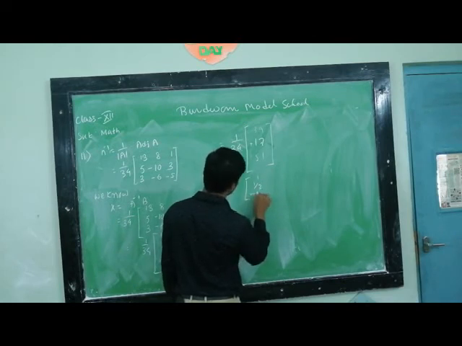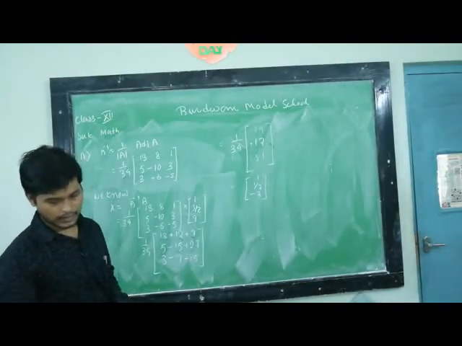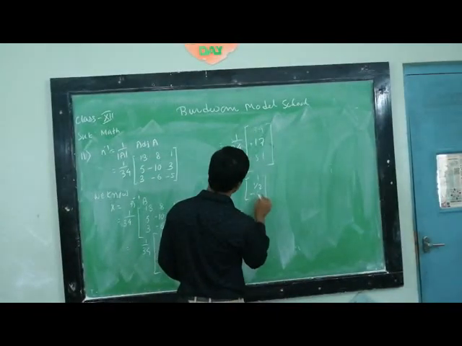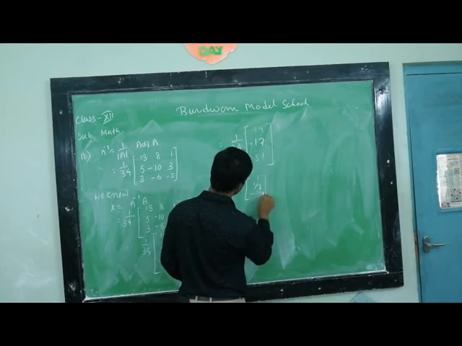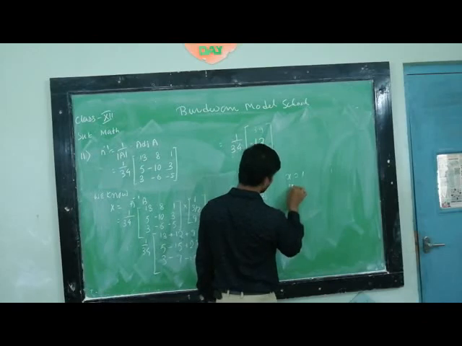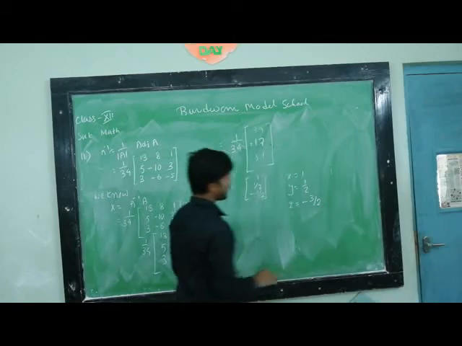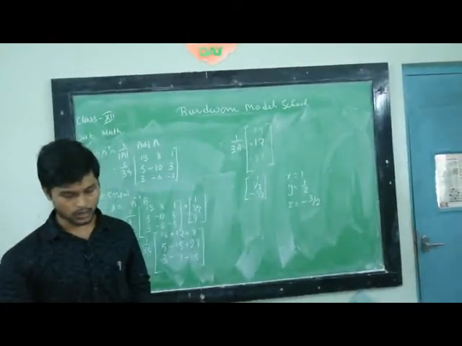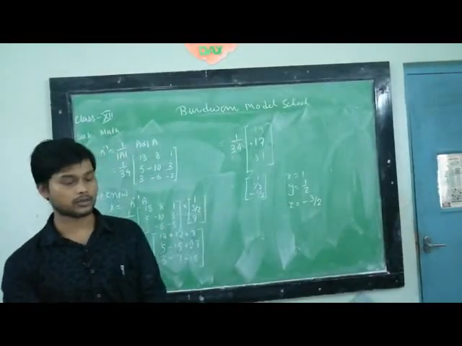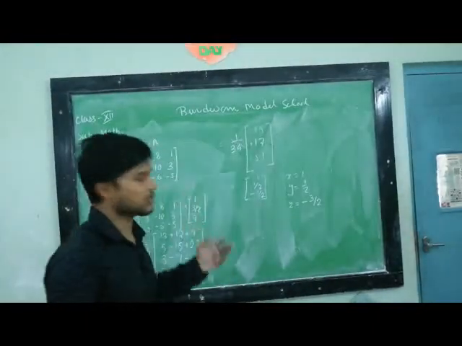Okay, so that is equal to 1, half, minus 3. Therefore, the value of x is equal to 1, the value of y is equal to half, and the value of z is equal to minus 3 by 2. And this is the solution of the given equations: 1, 1/2 and -3/2. So this is the procedure to solve a system with a 3 by 3 matrix. And the remaining questions you can solve by yourself by following these steps.